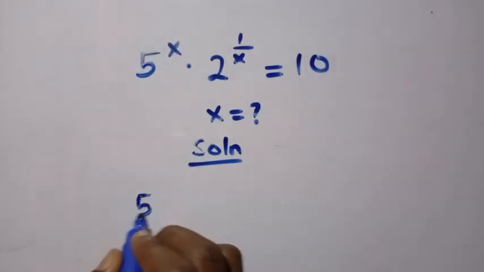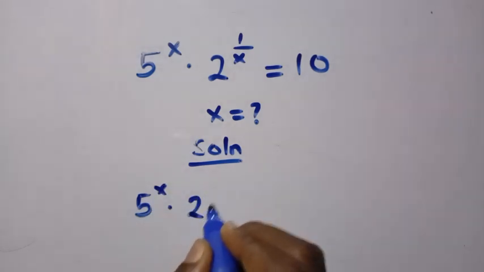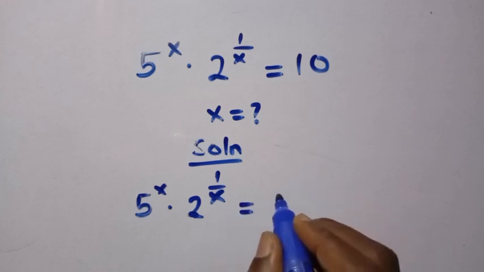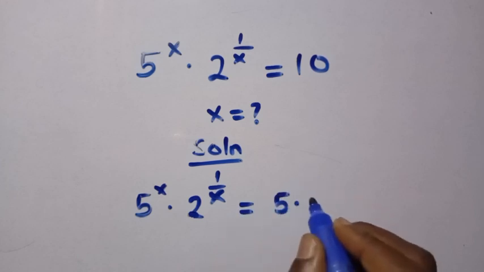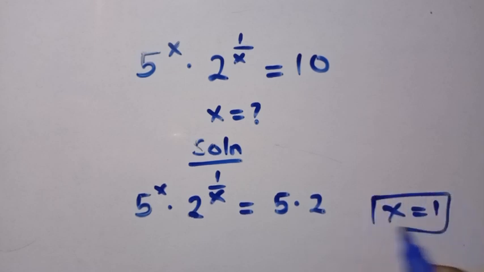So we can just write this as 5 power x multiplied by 2 power of 1 over x equals, so 10 is 5 multiplied by 2. Looking at this by comparison, we can see that x equals 1 is one of the solutions here, but that is not all. We can still get another solution that satisfies this.